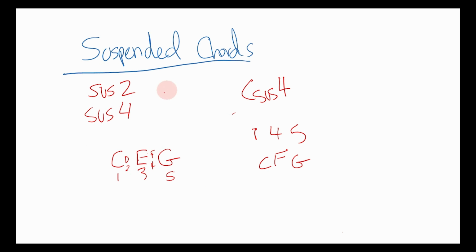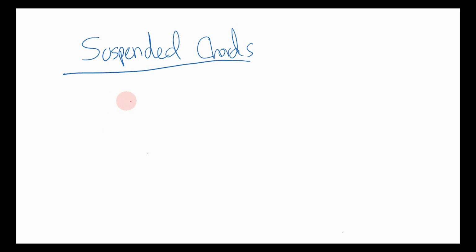And the same thing with a suspended second. If it's C suspended 2 you're trying to do, then you would play C, D, and G, the 1, 2, and 5. So that's not too bad, right? So let's do one more example.